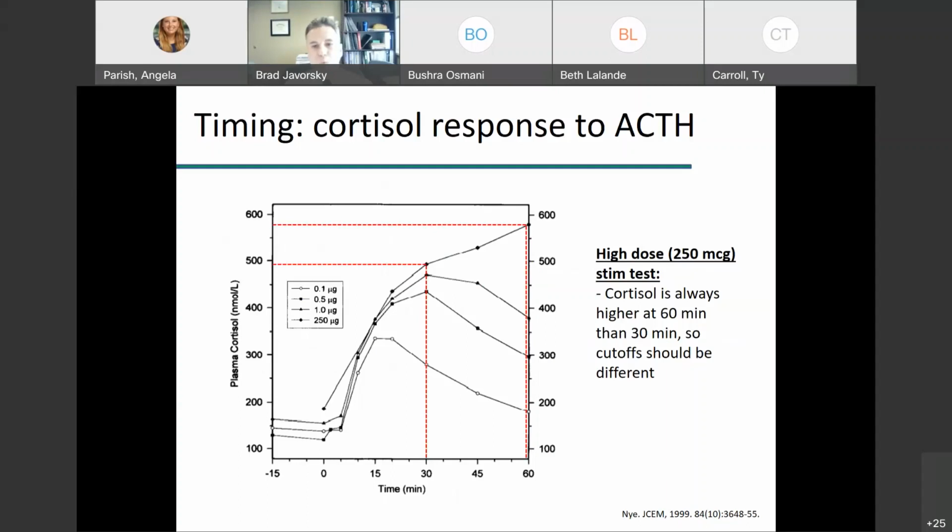The timing, when do you actually measure cortisol? As you can see here from this curve, cortisol levels increase with the 250 microgram high dose stimulation test. They increase and hit a peak not until after 60 minutes. And so it's always higher at 60 minutes than at 30 minutes. So you'd think that the cutoffs would probably be different for those two time points. With lower doses of ACTH, the peak is much earlier, and that's one of the problems because you have to measure the blood more frequently at more frequent times earlier on.